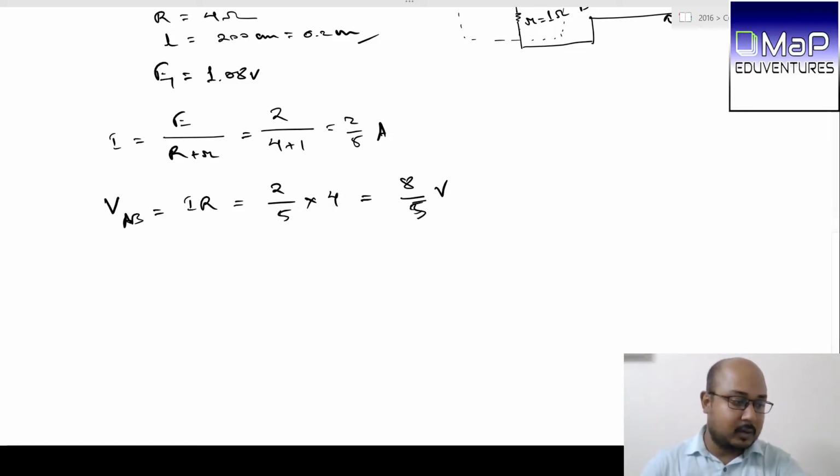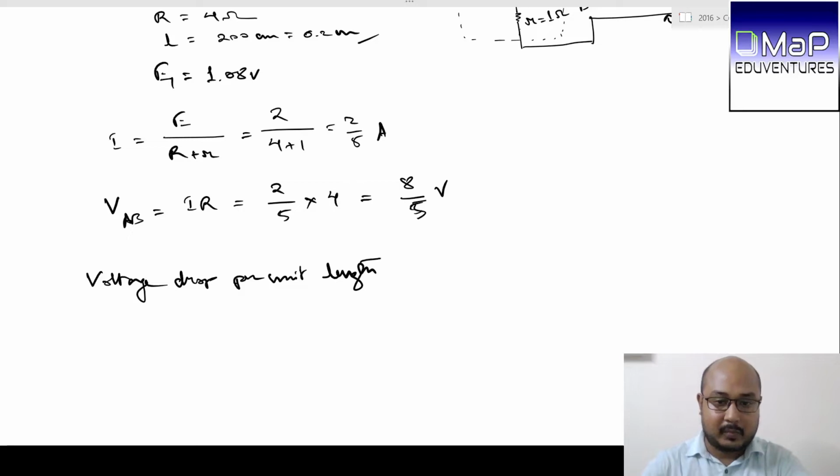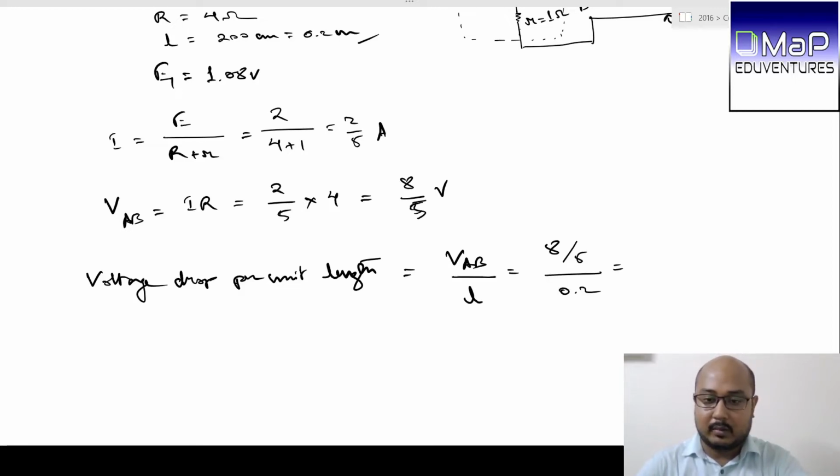Okay, so first of all I calculate the potential drop per unit length. So the voltage drop per unit length is equal to V AB by L, the length of the potentiometer wire. That is 8 by 5 by 0.2. So we get 8 by 5 into 0.2. So 5 into 0.2 is 1, so we get 8.